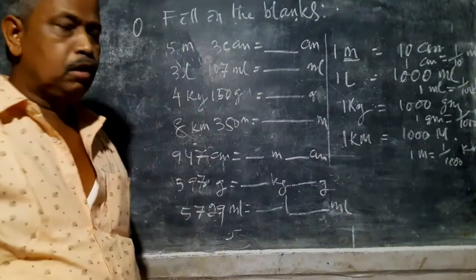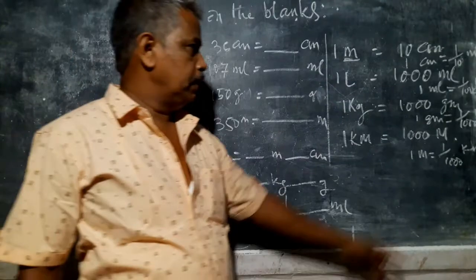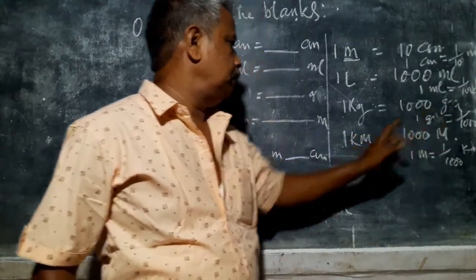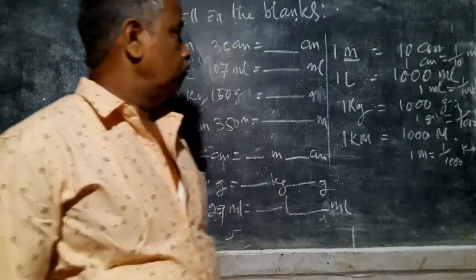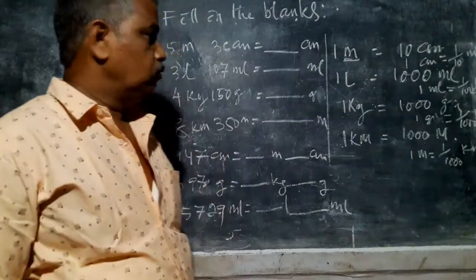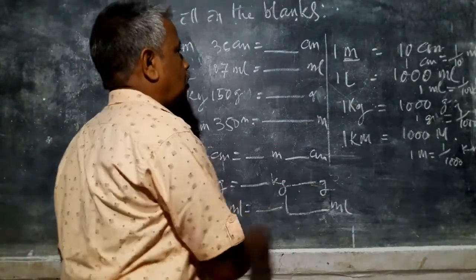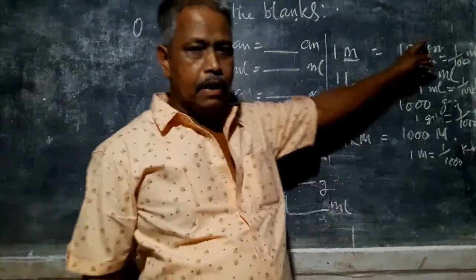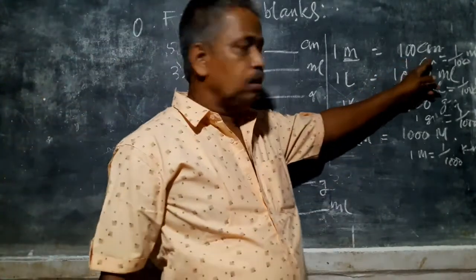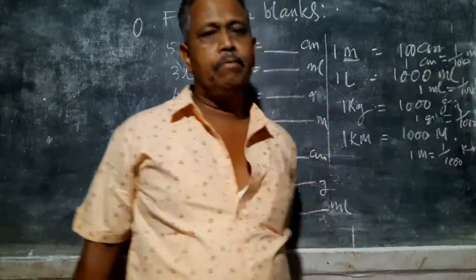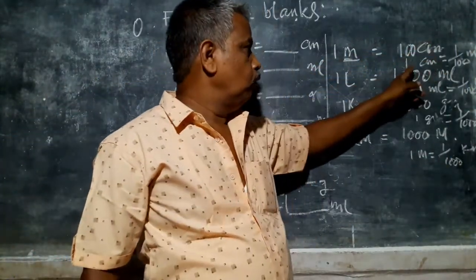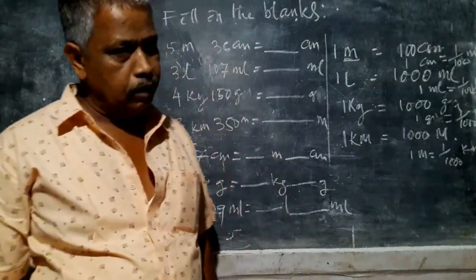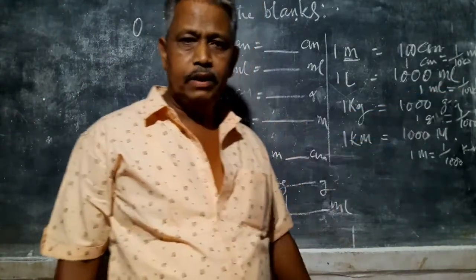Here, m means meter, cm means centimeter, l means liter, ml means milliliter, kg means kilogram, g means gram. Next, km means kilometer, m means meter. When we convert from meter to centimeter, we know 1 meter equals 100 centimeter. So 1 centimeter equals 1 by 100 meter. Likewise, 1 liter equals 1000 milliliter. So 1 milliliter equals 1 by 1000 liter.